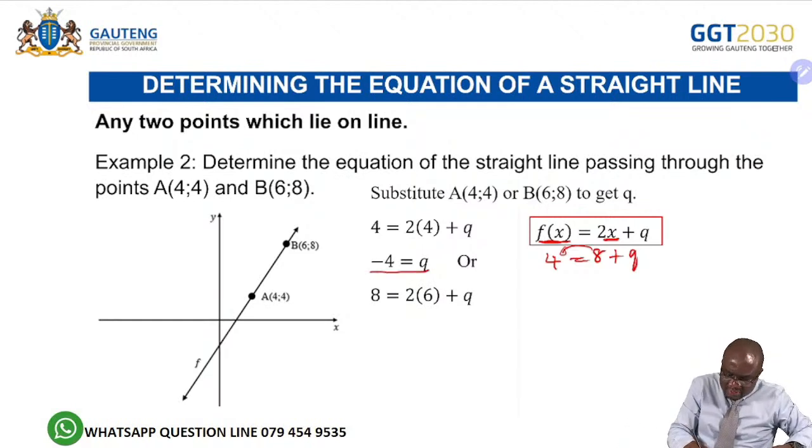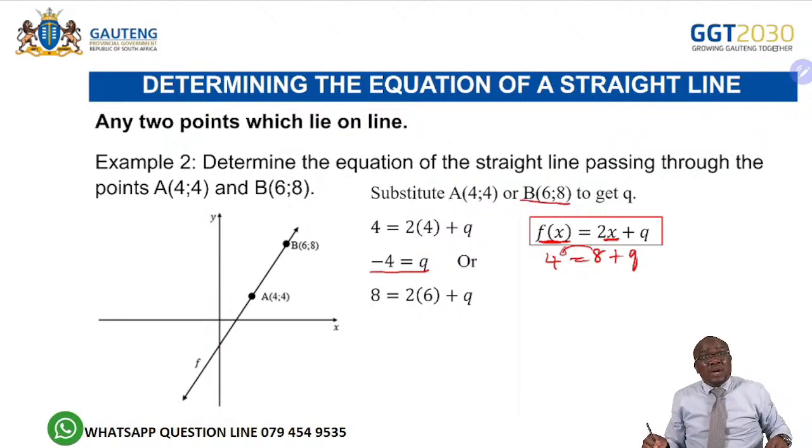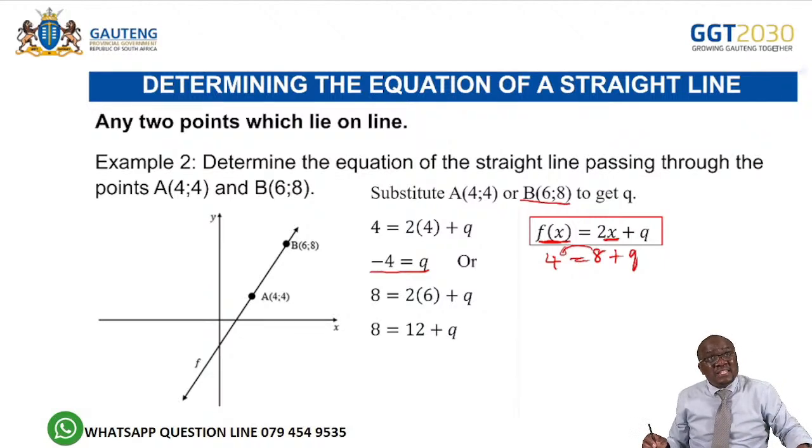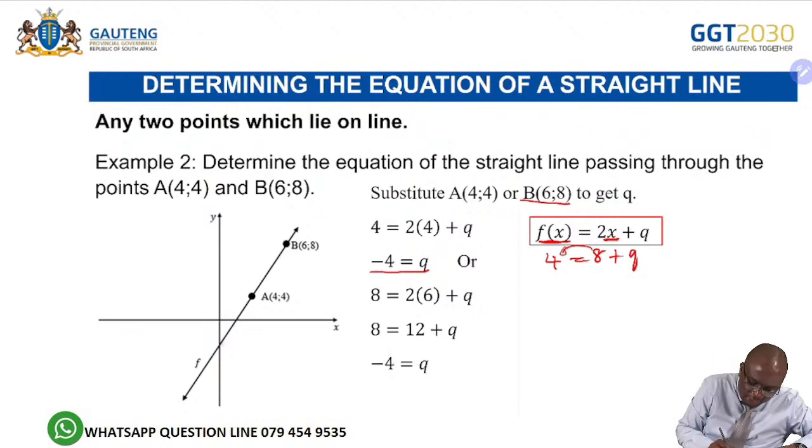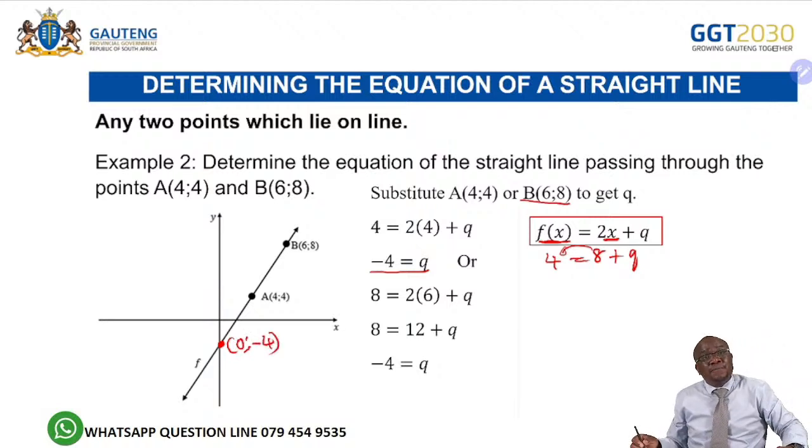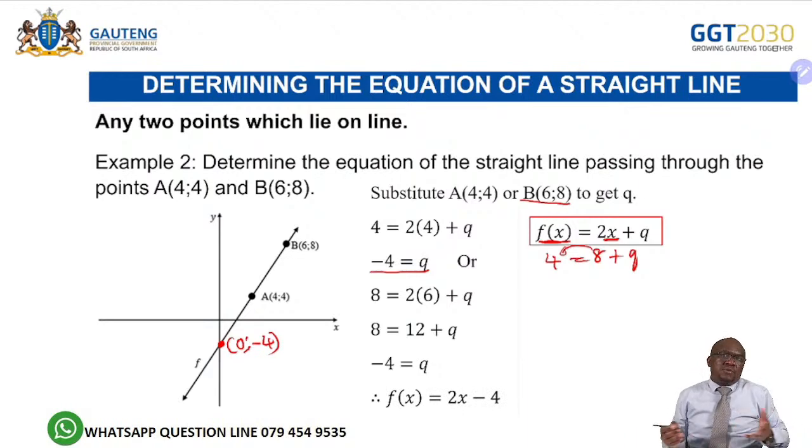Okay, let me just leave it there. And now I'm substituting B. Where there's y, I put 8. Where there's x, I put 6. And then it becomes 8 minus 12. What is 8 minus 12? It's still negative 4. Do you see that we're getting the same answer? So it means the y-intercept is going to be (0, negative 4), because q is represented by the y-intercept. Okay, right, that's the equation. Done.